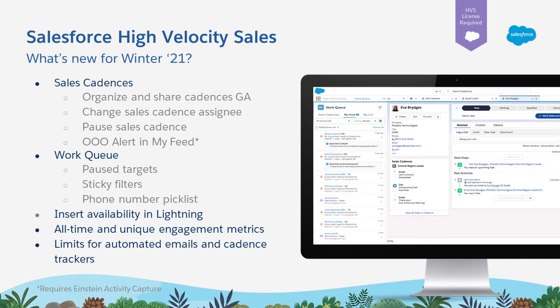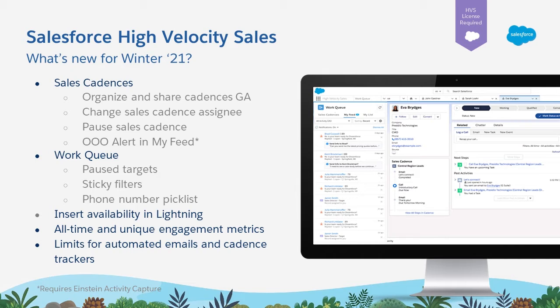Next up is a feature that lets you change the person who is running a cadence, called the Sales Cadence Assignee. We understand that there are circumstances where one rep starts a cadence, but a different one needs to finish it. This can happen when a rep goes on vacation or transitions to a new team. With the Change Sales Cadence Assignee feature, the handoff between reps is seamless, with no disruption to the flow of the cadence from the buyer's point of view.